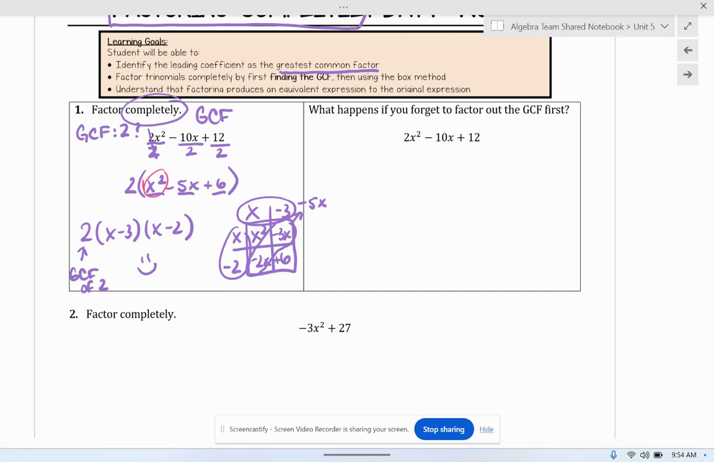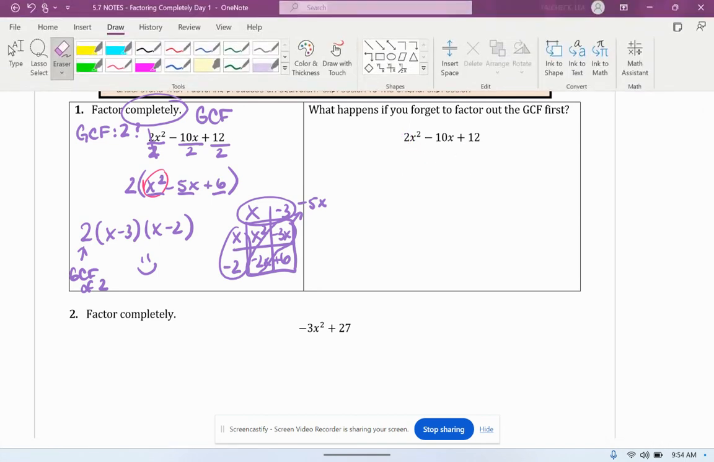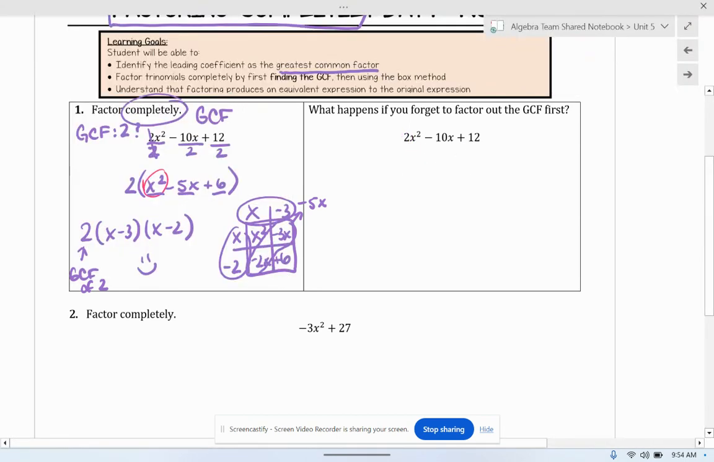So what happens if you forget to factor out the GCF first? Nothing. It's just more complicated. So that's why you always want to look at the leading coefficient and see if you can divide every term by that leading coefficient. If you can't, or if you forget, you're going to have a kind of tricky situation on your hands, right?